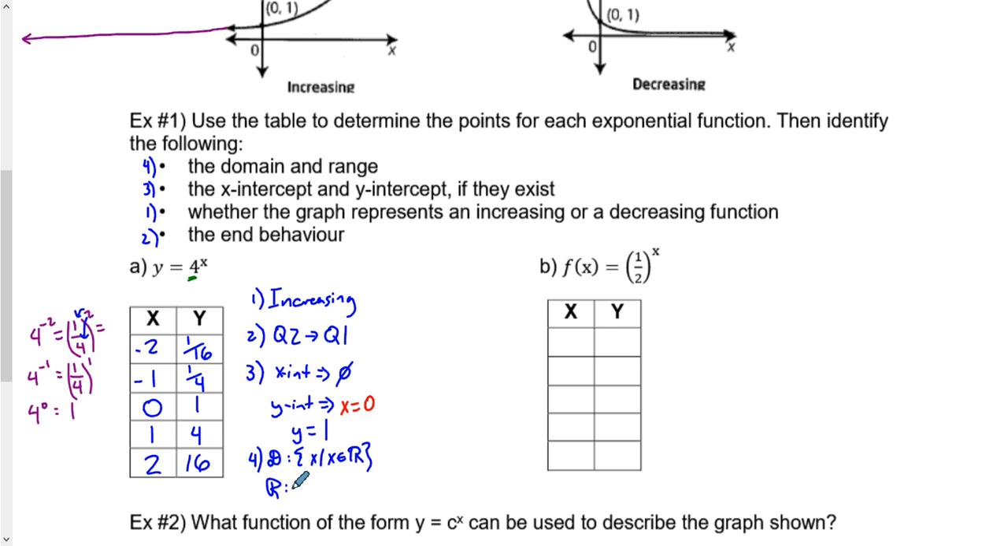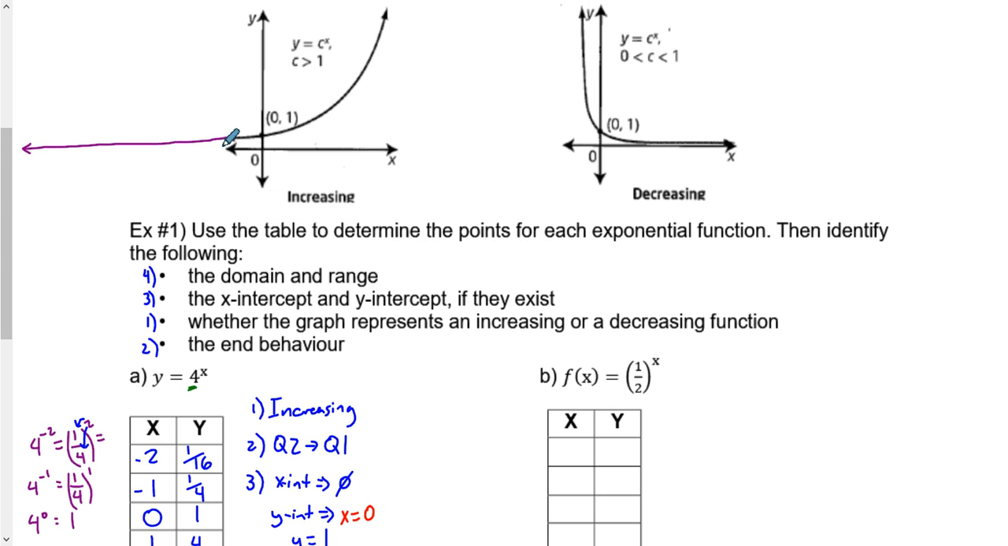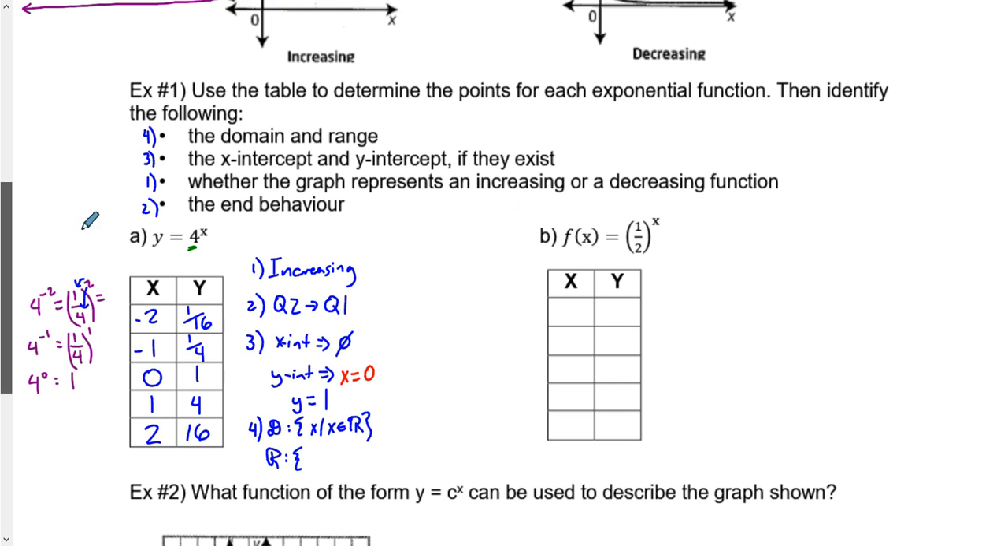Our range, being our y values, because there's no x-intercept, it's going to get dangerously close to our x-axis. It would never actually hit 0, but it does keep on going up. To help illustrate that, we would say that y is such that y is greater than 0. We would not write equals to. Y would be an element of the real numbers.